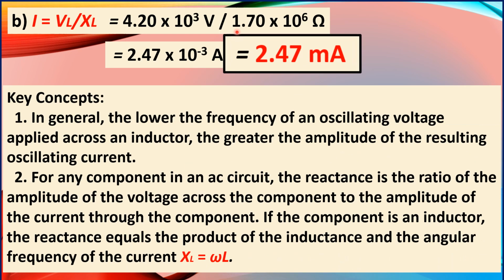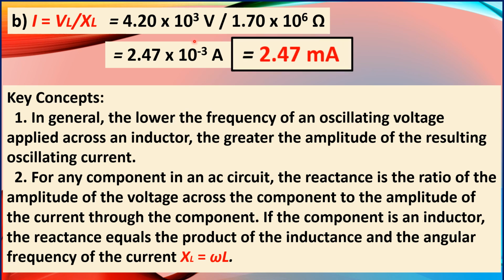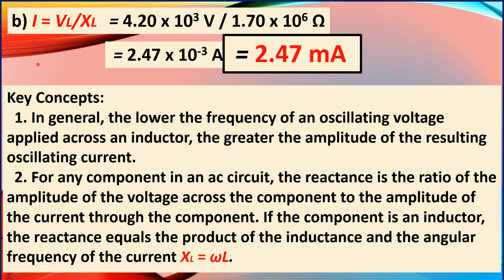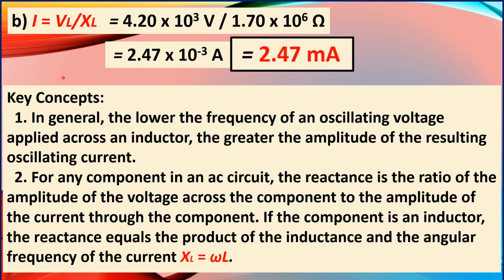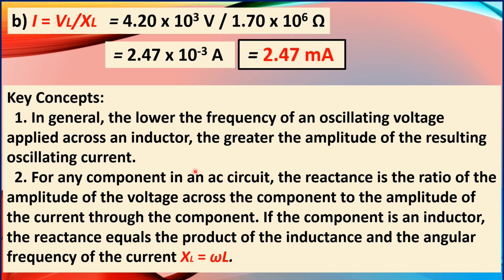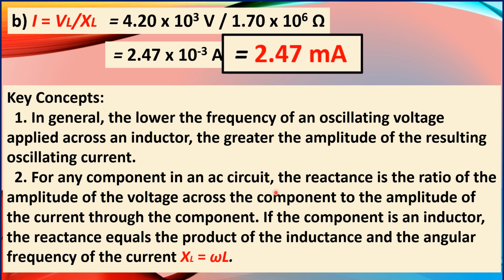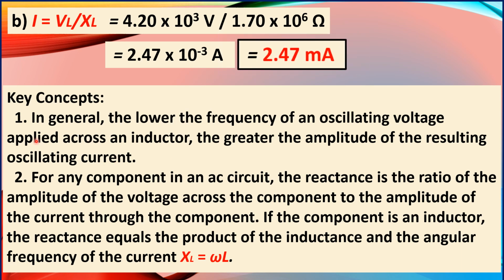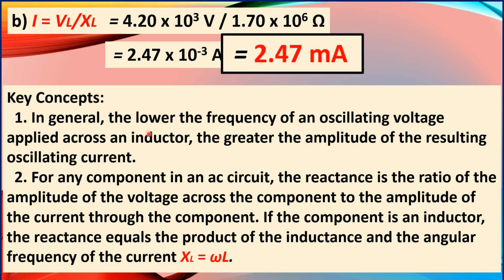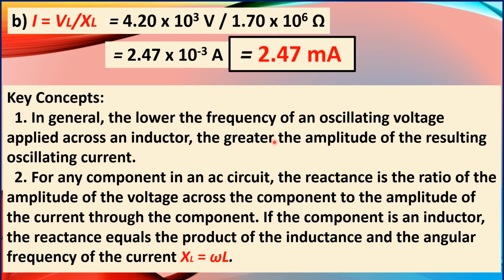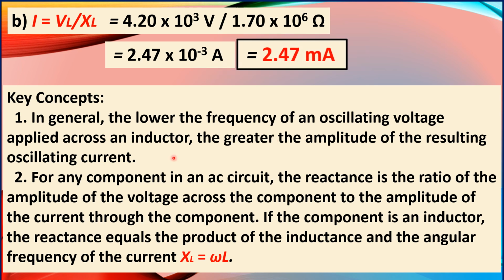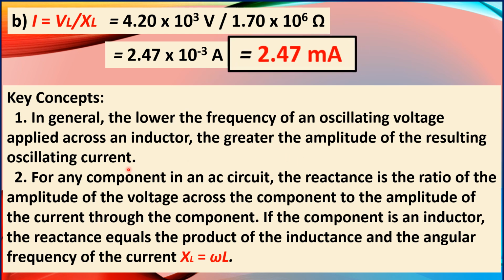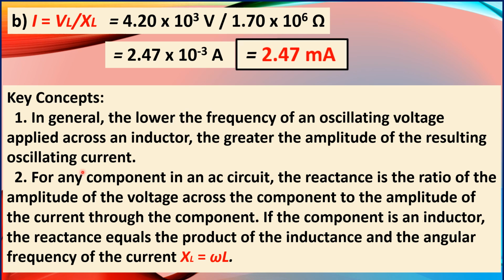So, before we go to our last question, let's first emphasize the concepts that we have applied in this question, right? Number one, in general, the lower the frequency of an oscillating voltage applied across an inductor, the greater the amplitude of the resulting oscillating current.